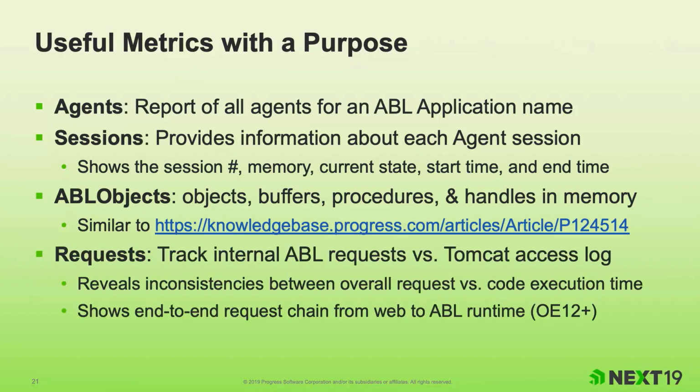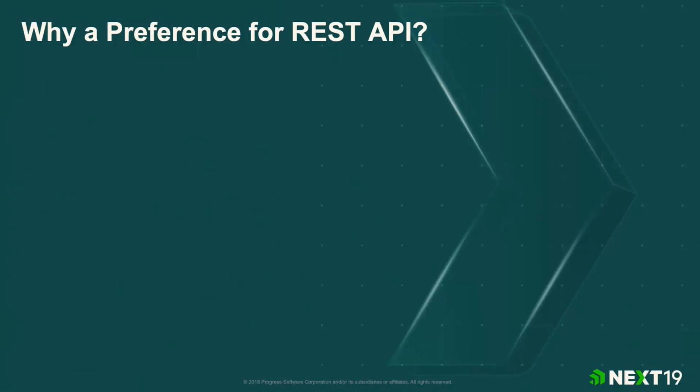And requests, these are going to track those internal ABL requests. One thing that's really neat in OE12 is that right out of the box, Tomcat now comes with a special unique identifier in the access log. And the data that comes out of this request API on the ABL side has that same identifier. So now when you look at both sides, the Tomcat access logs and the ABL request log, you will be able to match up: this web request ran this ABL code. So you can get your whole life cycle through that.